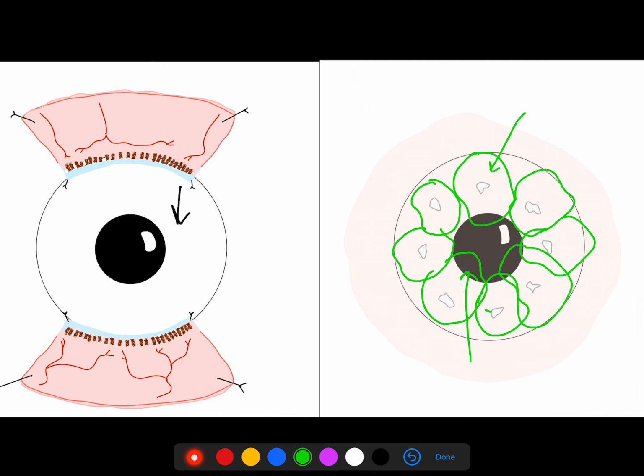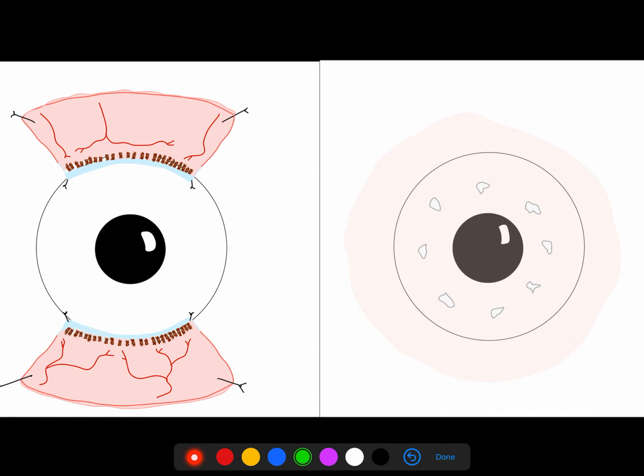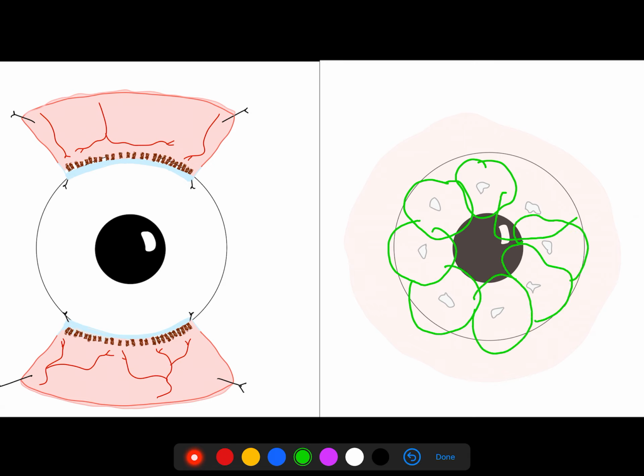If you had put these pieces at the limbus, then only the cells which grow towards the center will be useful. The cells which grow outwards will be useless. So what happens in SLET is that epithelium grows out of each of these pieces, which then coalesce to form these large continental sheets of epithelium.